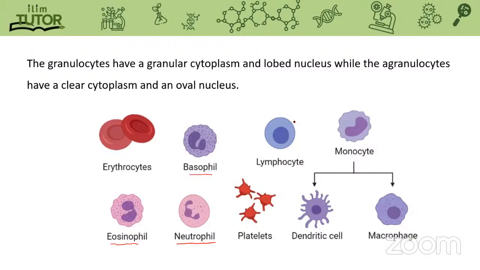For the agranulocytes, those ones that have clear cytoplasm, like I said earlier, we have the lymphocytes. We also have what we call the monocytes. Now, remember that your lymphocytes include the B and the T lymphocytes. Lastly, of the corpuscles, we have the platelets, which are actually referred to as cell fragments.